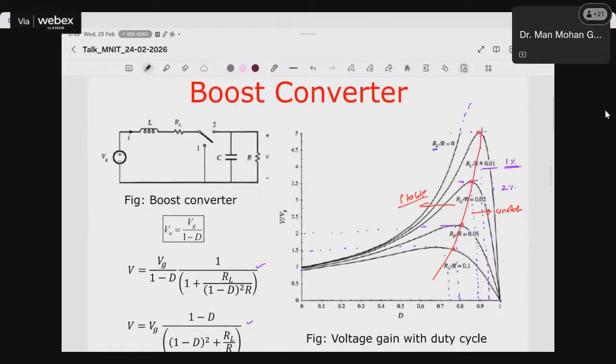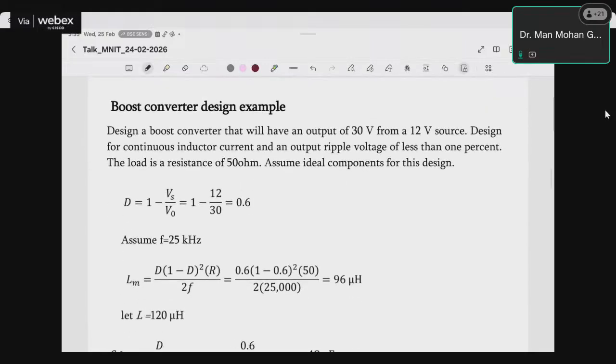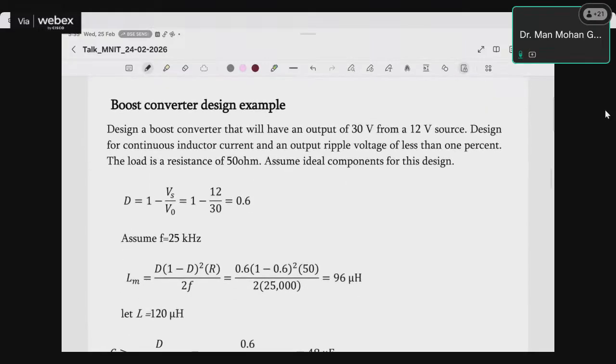So you can see here the importance of the value of ESR on the performance of converters. Okay, so we take one example here just to understand the things.